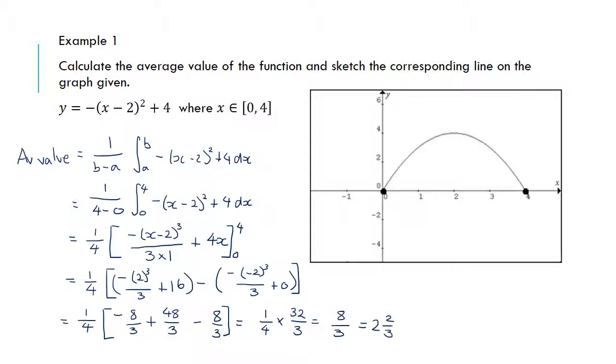If we sketch the corresponding line, remember the average value gives us a y-intercept, so 2 2/3 will probably be somewhere around here. So if we sketch that line here, that's the average value there at 2 2/3. Let's visualize this. Remember, we're saying that the area under the curve, under the parabola, is equal to the area under the box drawn there. So what that means is that we're imagining if I was to cut up this section at the top here, I could fit in these missing sections down here, so that the area under the red rectangle would be the same as the area under the original parabola.